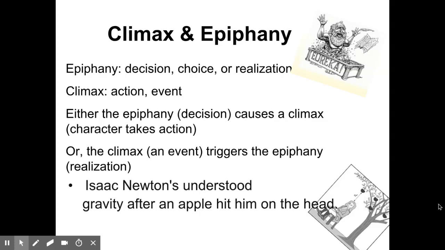You say something like, "Oh, I think I'm strong enough. I think I'm brave enough. Now I'll go battle the bad guy." That's your epiphany. And then your actual battle is the climax. Sometimes it works the other way. Sometimes the character is inadvertently thrust into a battle and they think they're not going to make it. And then in the battle, they come out victorious. And afterwards, they're like, "Wow, I'm braver than I thought." That would be the climax triggering the epiphany.